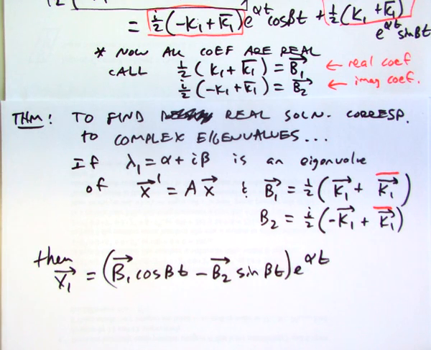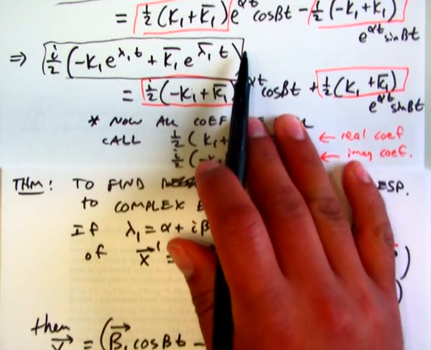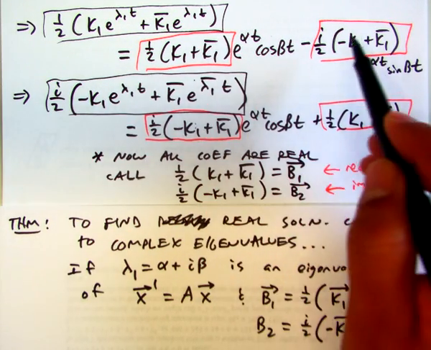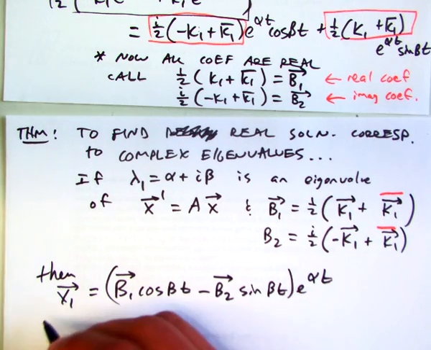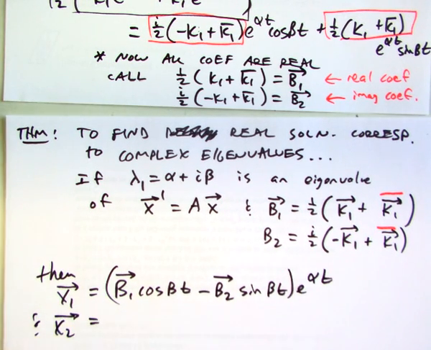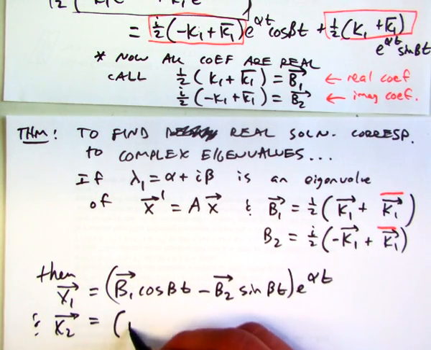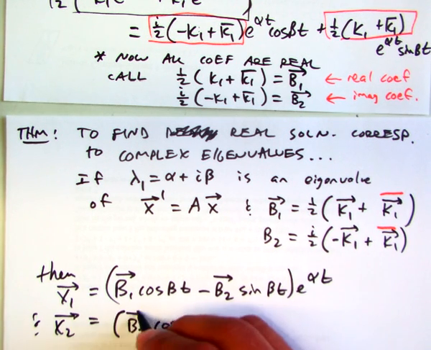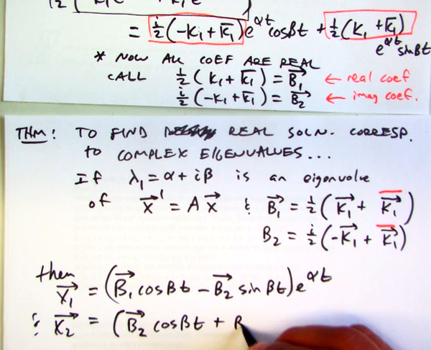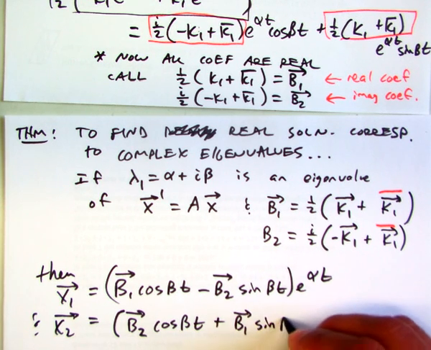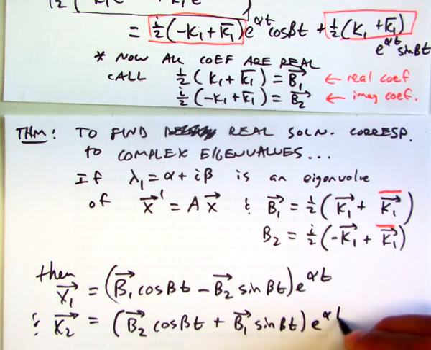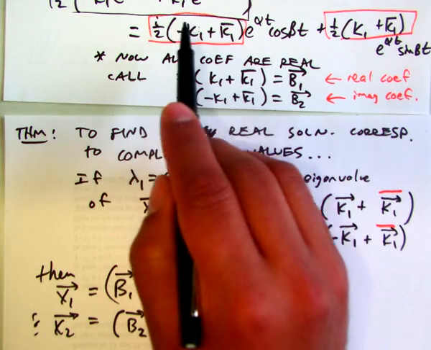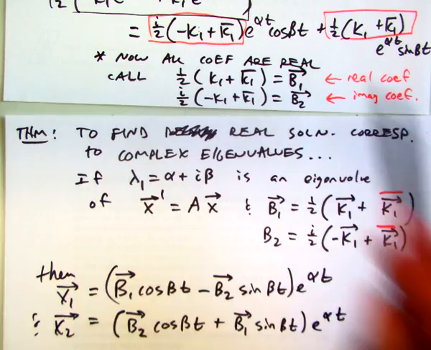that's this first combination of terms that we have up here, and x2, which will be b2 cosine beta t plus b1 sine of beta t, all times e to the alpha t. That was the second one that we wrote here, just writing it in the new format. Okay.